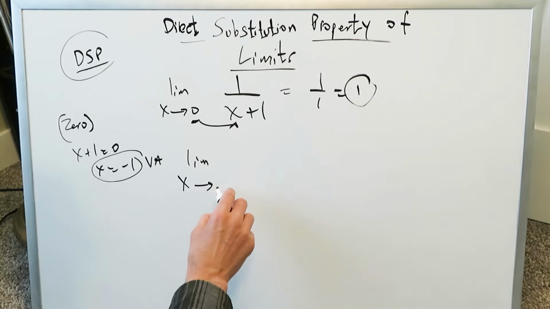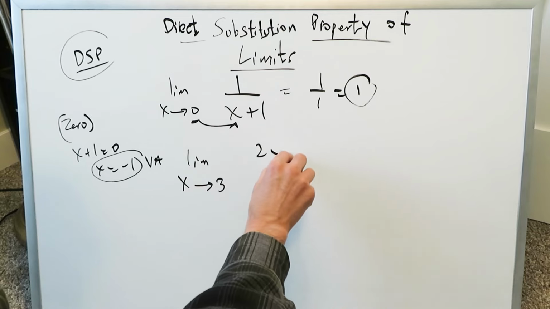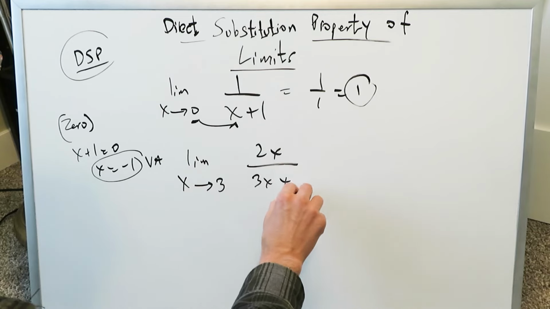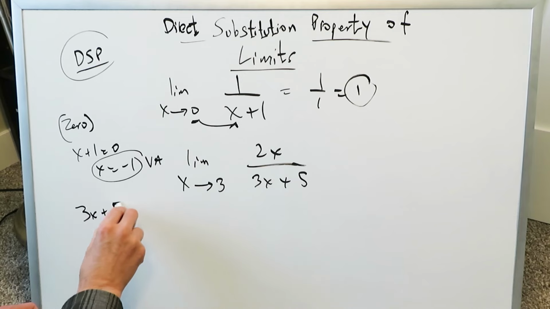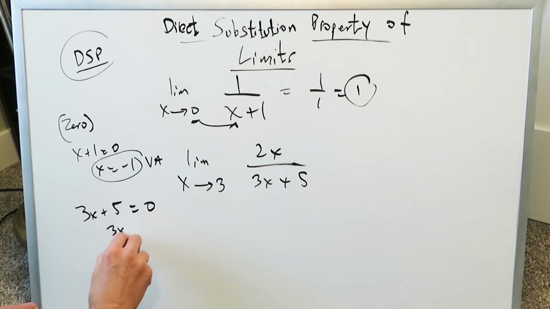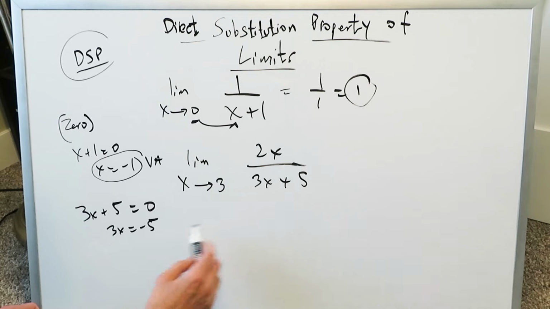Let's look at another question. Limit as x approaches 3, we have 2x over 3x plus 5. Here's a rational function. Does this 3 fall in the domain? Sure it does. Find the 0 of this function. 3x plus 5 is equal to 0. 3x is equal to minus 5. We're finding the 0 of the denominator. X is equal to minus 5 over 3.